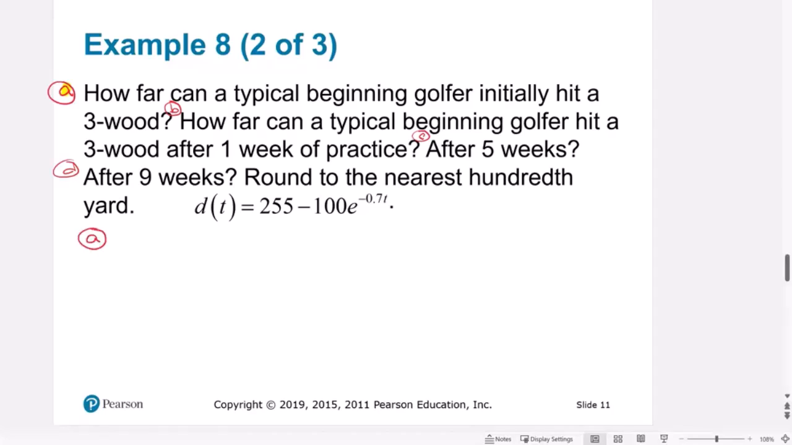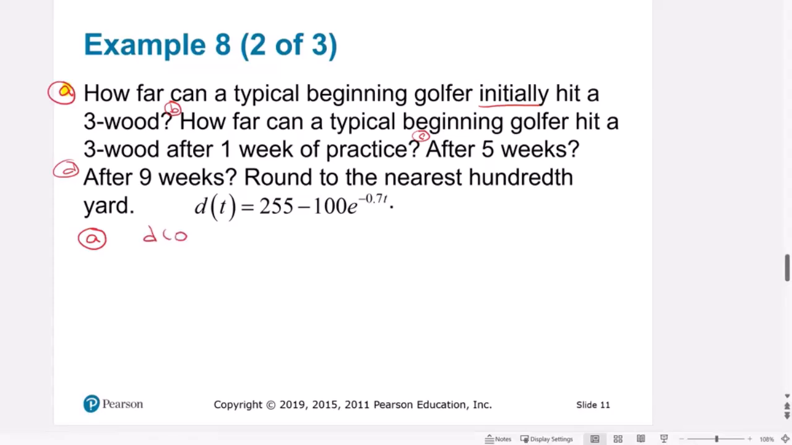A, how far can a typical beginning golfer initially, this is a very important word, hit a 3-wood? Initially means before I've practiced for any length of time. So T is going to equal 0.